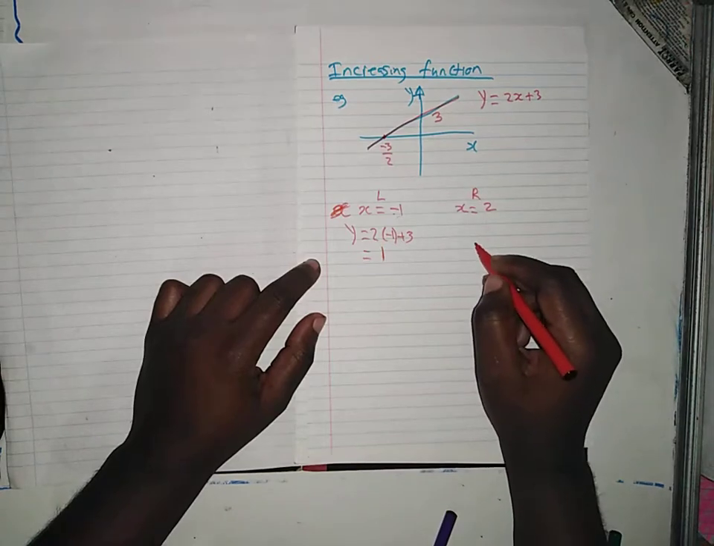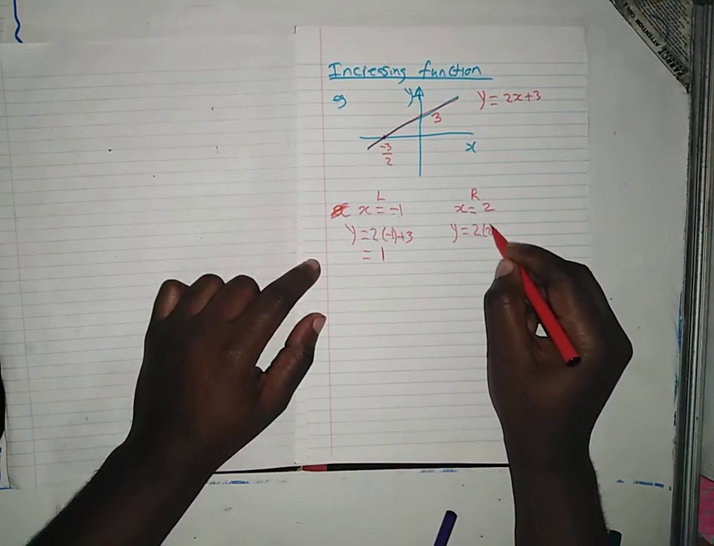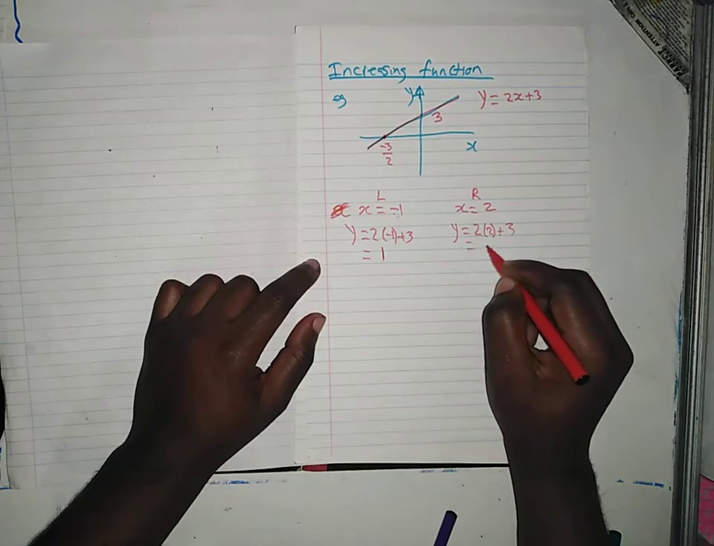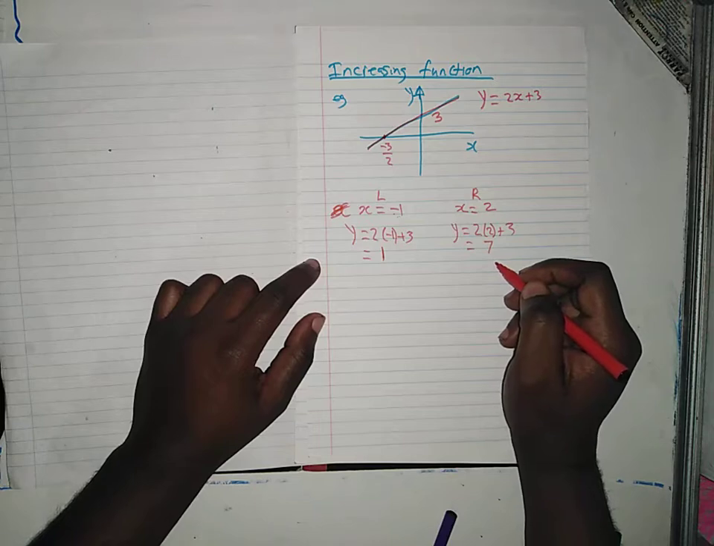Okay, and then here, what did you get as a result of this one? So we've got y, which is equal to 2 times 2 plus 3. And then what is that? This is 4 plus 3 is 7. Now, I want you to hold it right here.